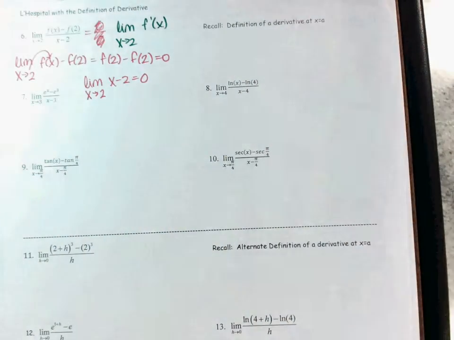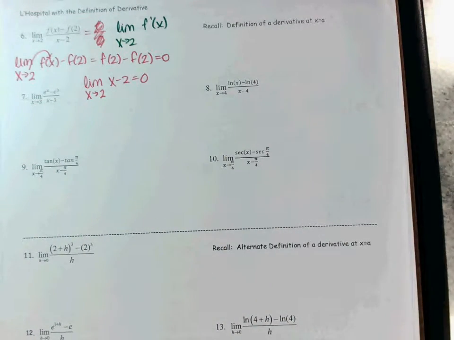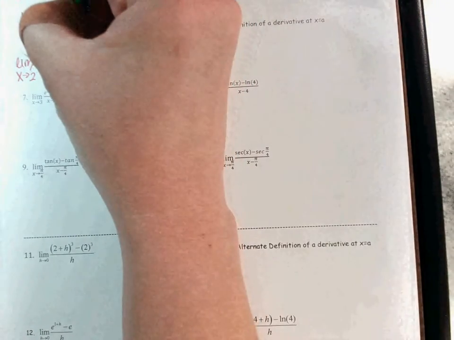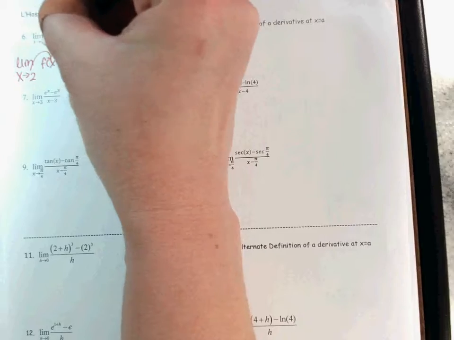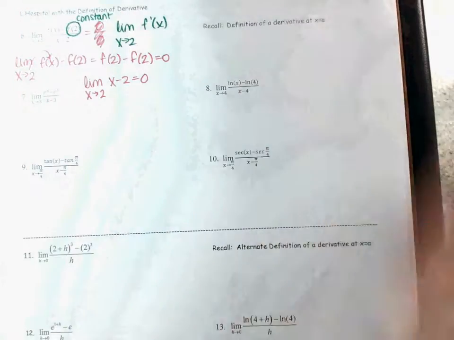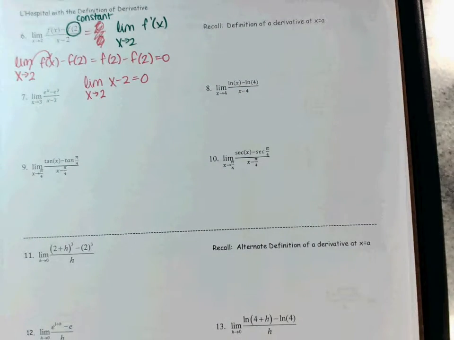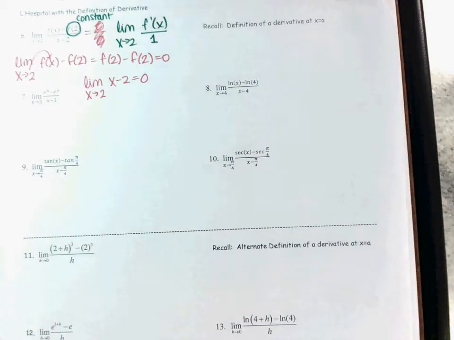Now let's talk about f of 2. Is f of 2 a function or a constant? F of 2 is a constant. We don't know what f is, but we know that f of 2 is the number I get when I plug in 2. So what will its derivative be? 0. Okay, on the bottom, what's the derivative of x minus 2? 1. Then what do I do from there?